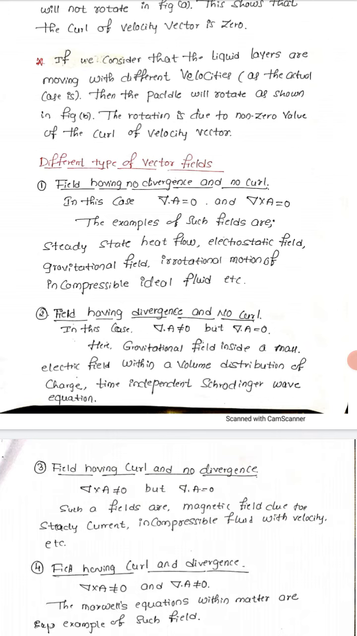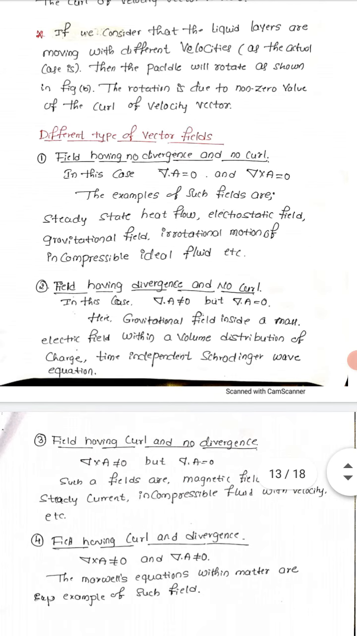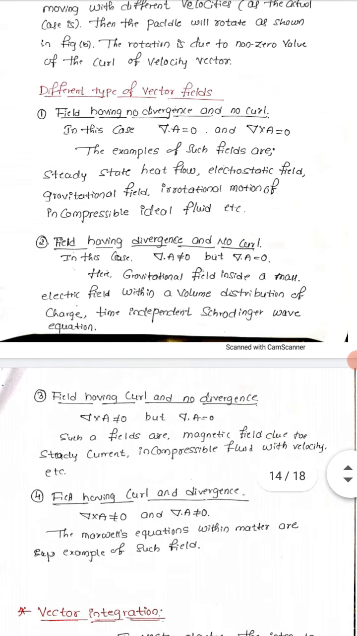First, the field having no divergence and no curl. In this case, del dot A equals 0 and del cross A equals 0. Examples of such fields are steady state heat flow, electrostatic field, gravitational field, and irrotational motion of an incompressible ideal fluid. There are so many examples for the field having no divergence and no curl.